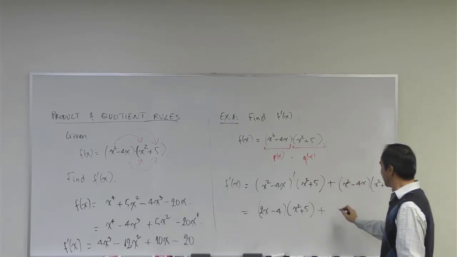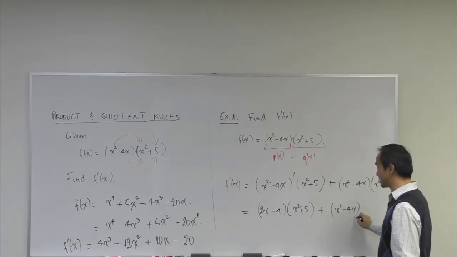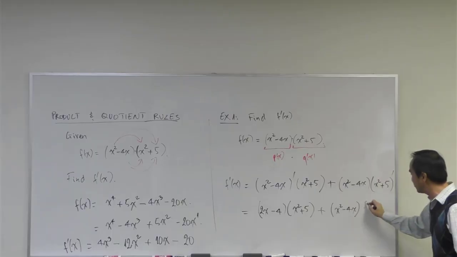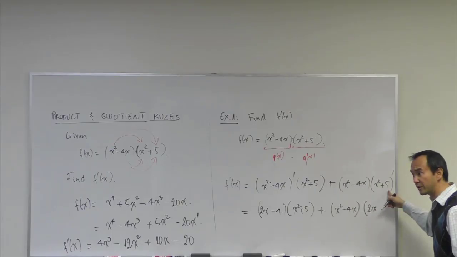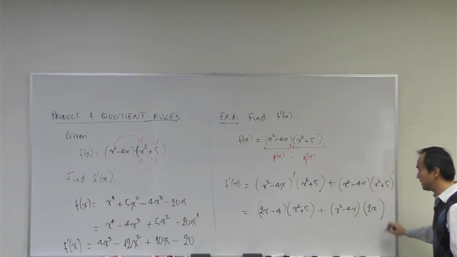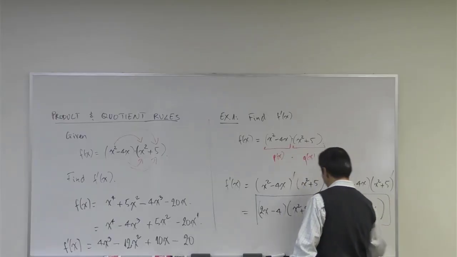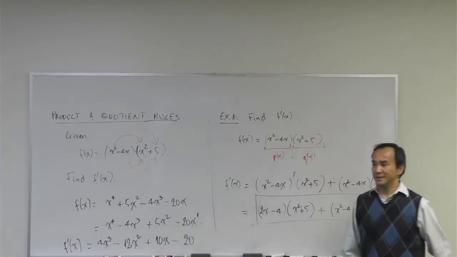Plus. Now, in this group right here, x squared minus 4x stays the same because that's p, no prime, right? But now taking the prime of the x squared plus 5, it will give me 2x plus 0, right? The derivative of constants is 0. So now, ladies and gentlemen, we are actually taking the derivative.